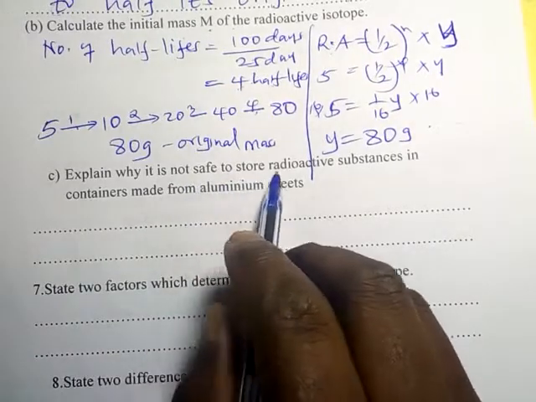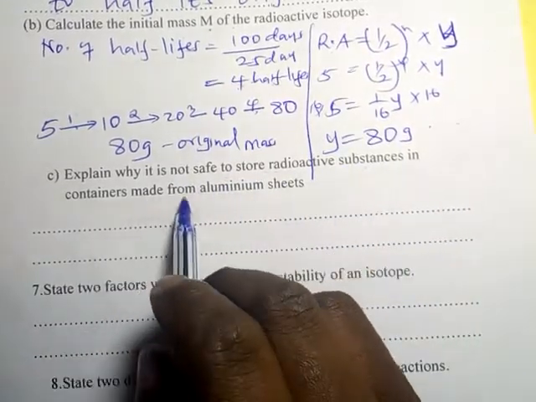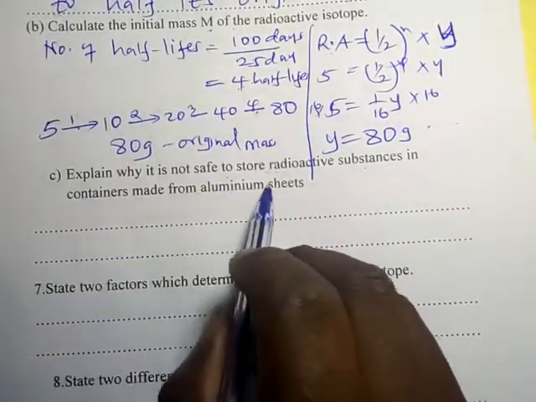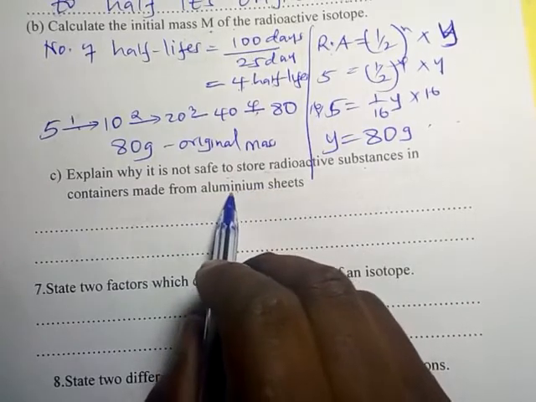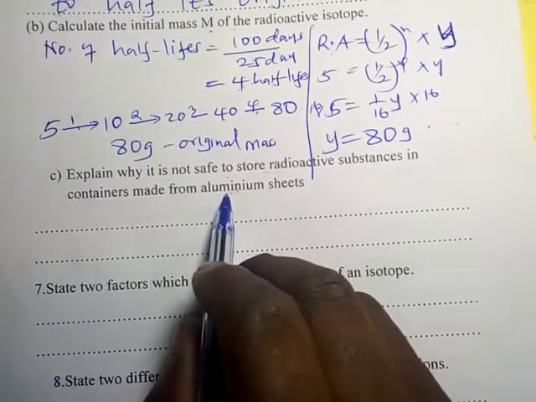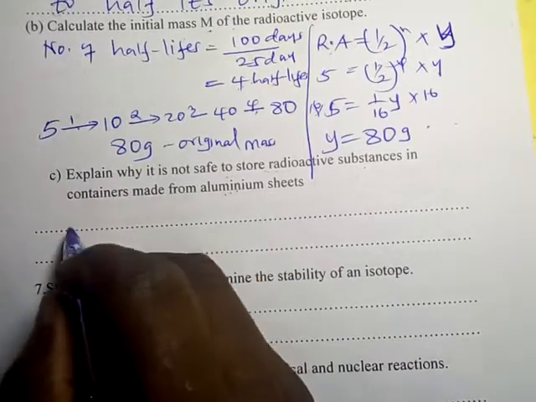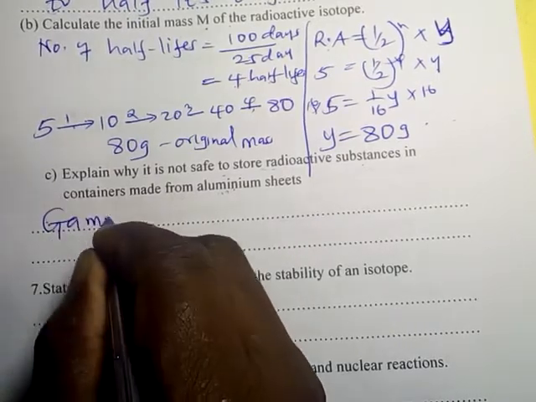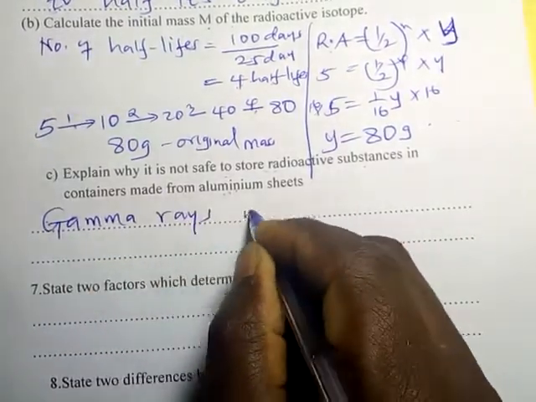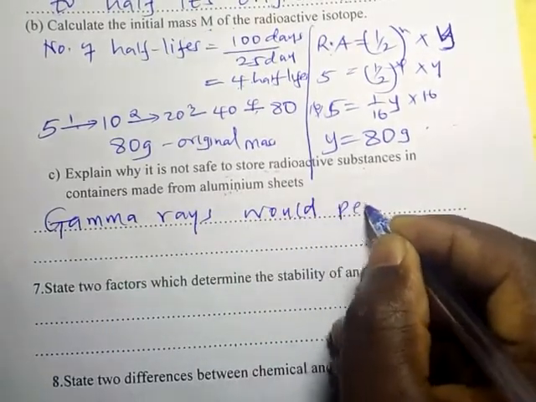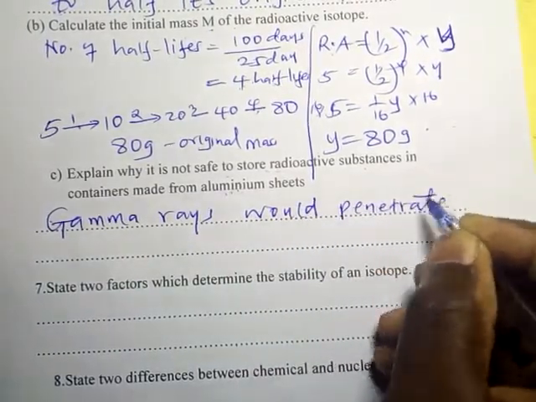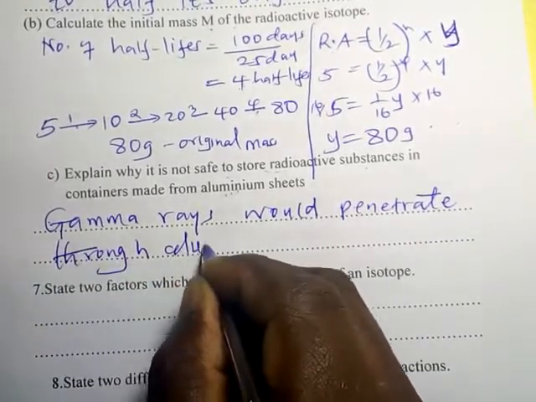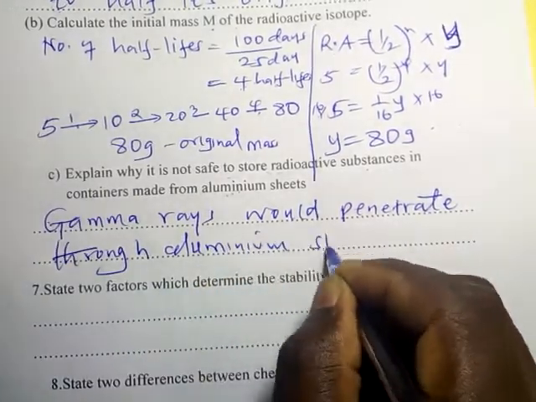Explain why it is not safe to store radioactive substances in containers made of aluminium. Remember, containers made of aluminium will stop alpha and beta radiation, but it will not stop gamma radiation. Therefore, gamma rays would penetrate through aluminium sheets.